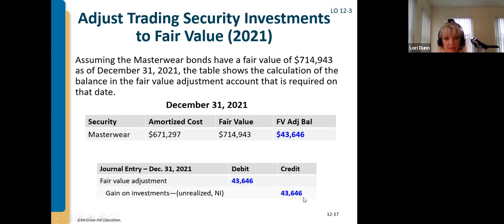Now what's our offset? Gain on investments. And you see it says NI there because we're saying it's going to increase net income. It's going on the income statement. So in this category, it's acting like we actually did sell it and recognized an income, even though it is unrealized. The impact on net income is to increase it as if it was an actual sale. And the FASB says that's okay for this category. So you'll see this is the major difference. This journal entry right here is the major difference among the categories.